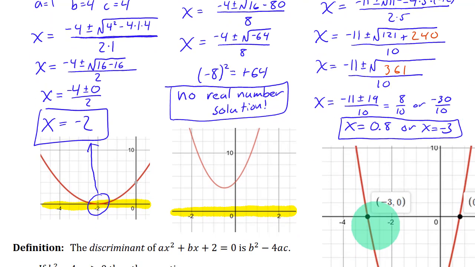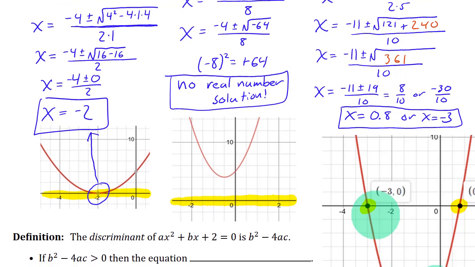Okay, so those are the... select this thing here. It's not working. Okay. Anyways, those are the two values of x that make y equal to 0.